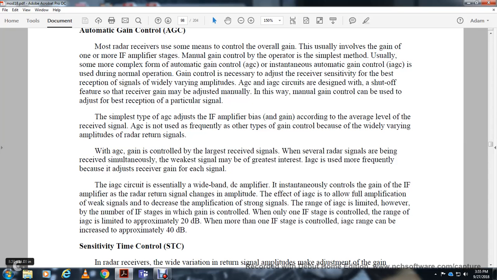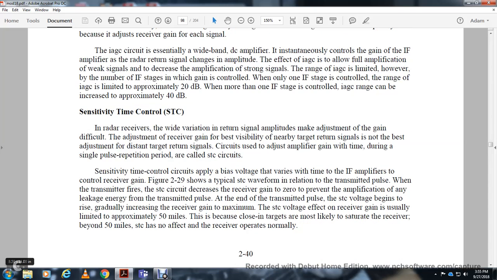And instantaneous automatic gain control can range approximately 40 decibels. Sensitivity time control. In the radar receiver, the wide variation in return signal amplitude makes adjustment of the gain difficult. Adjusting the receiver gain for the best visibility of near targets does not give the best result for distant targets. The solution is to adjust the amplifier gain with time during the pulse repetition period. They call these the STC circuits, or sensitive time control circuits.